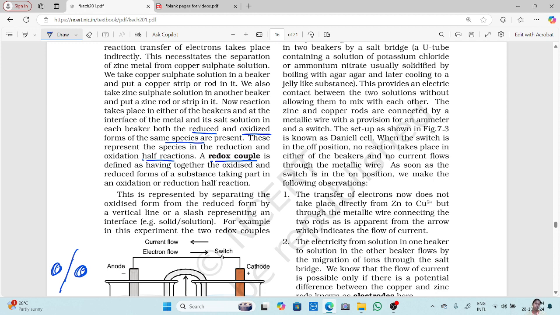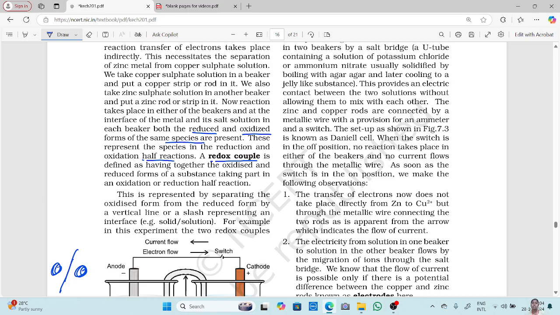So you have to put a U-tube to connect both the solutions. In one beaker you have zinc sulfate solution and a zinc rod, in the other you have copper sulfate solution and a copper rod, and both of them are connected by the U-tube. This provides an electrical contact between the two solutions without allowing them to mix with each other. The U-tube connects them electrically, but there won't be mixing of the solutions.